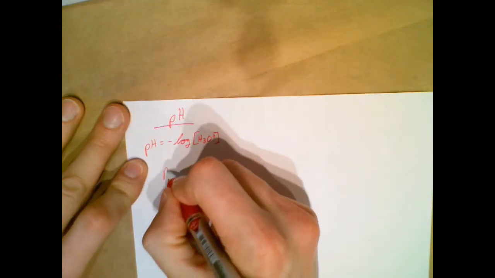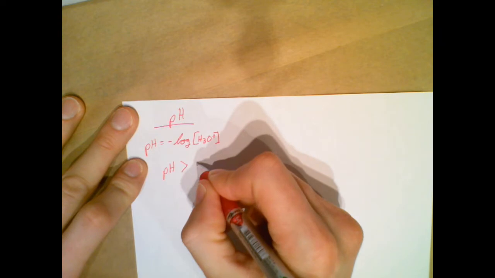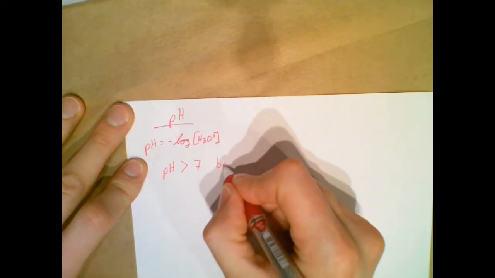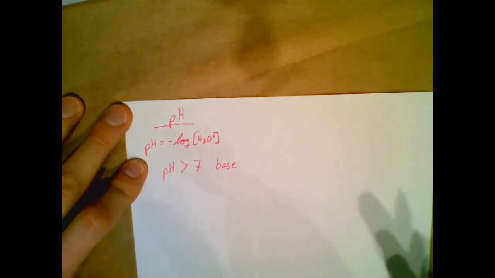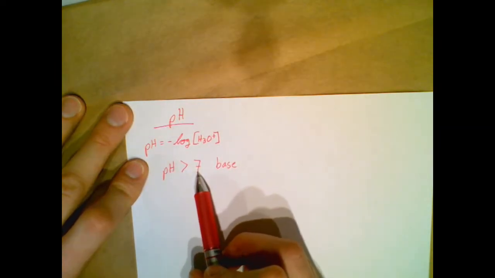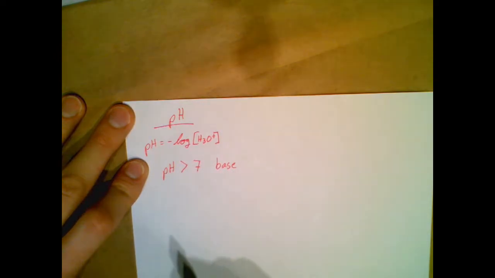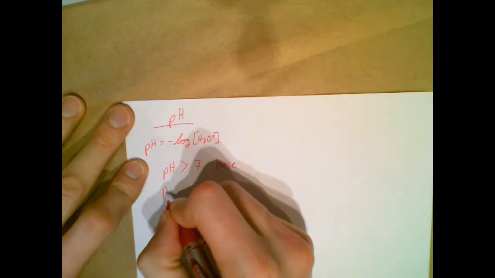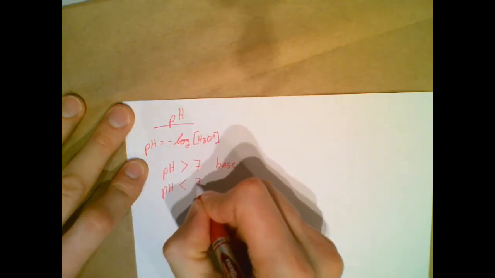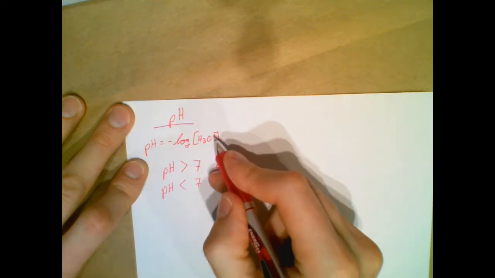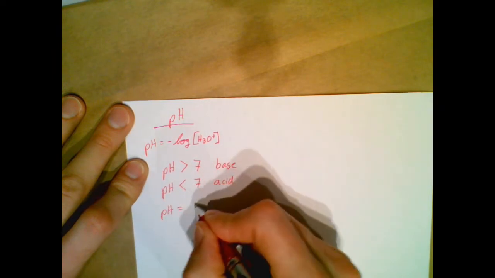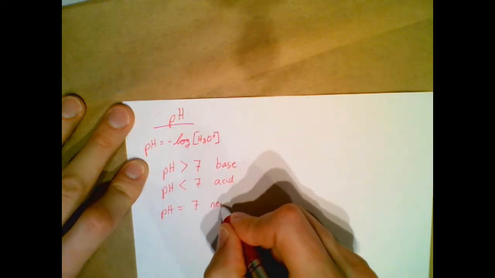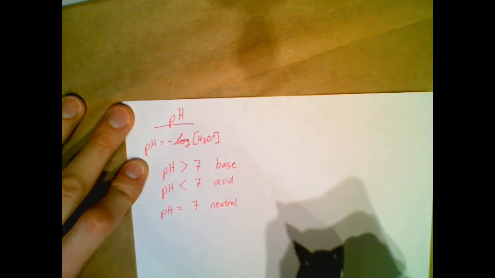We also learned that if the pH is greater than 7, that's technically a base, because the negative sign makes it all kind of wonky, and we end up getting things that have really small exponents get larger numbers. So a pH of greater than 7 is a base. A pH less than 7 is an acid, because that means you have a greater concentration of H3O plus. Remember that negative sign makes it all wonky. And remember, a pH equal to 7 is neutral. Okay?